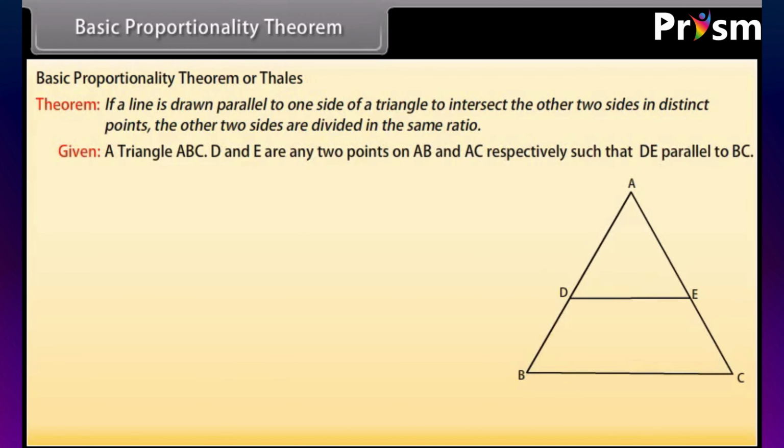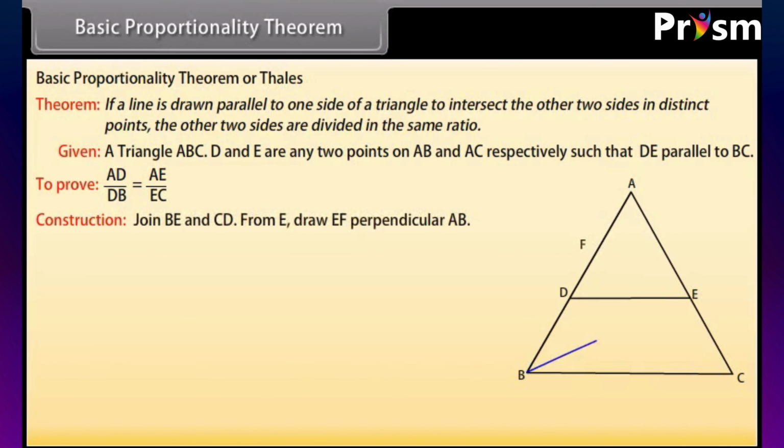Given a triangle ABC, D and E are any two points on AB and AC respectively such that DE is parallel to BC. To prove AD upon DB equals AE upon EC. Construction. Join BE and CD. From E, draw EF perpendicular to AB.